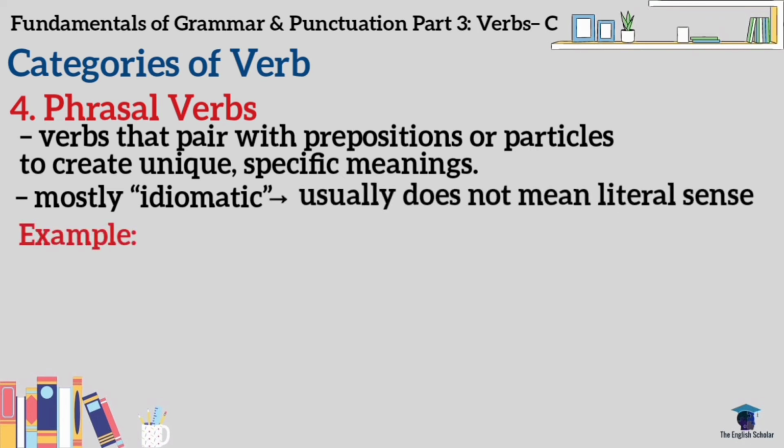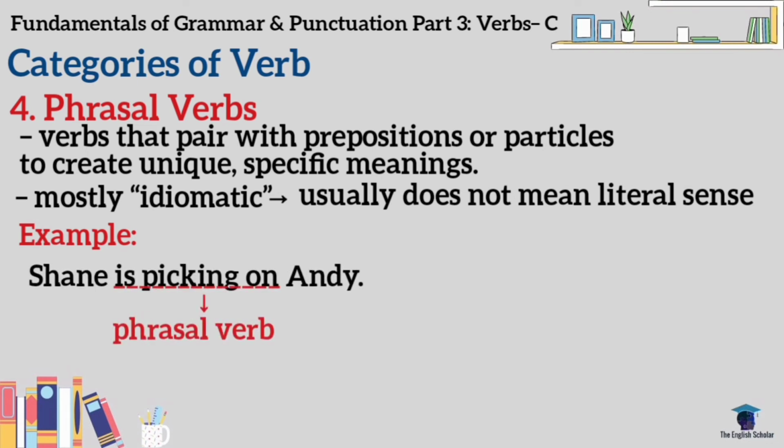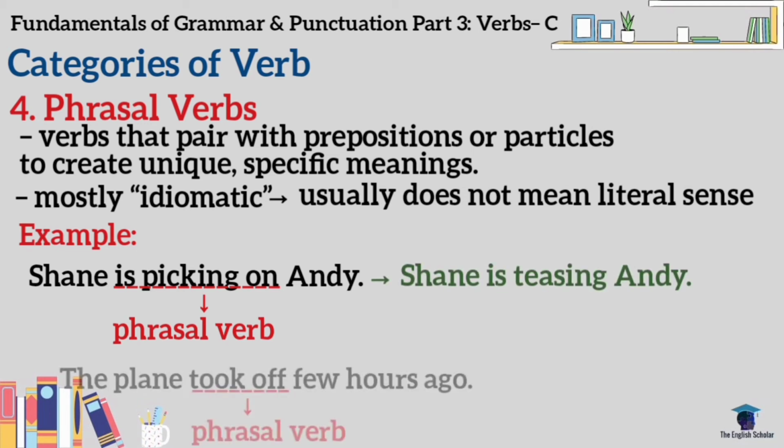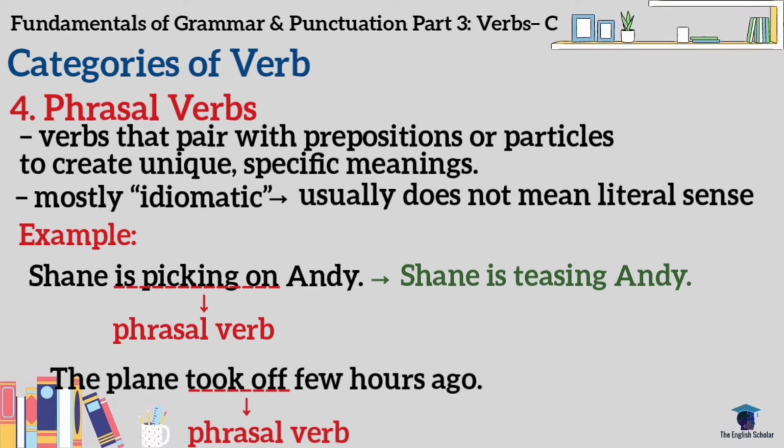For example, Shane is picking on Andy. The underlined phrase is our phrasal verb. The word picking here is a gerund or ing verb, and on is a preposition. They are put together to make a phrasal verb, which means teasing. Shane is teasing Andy.